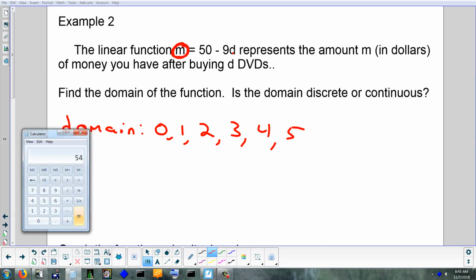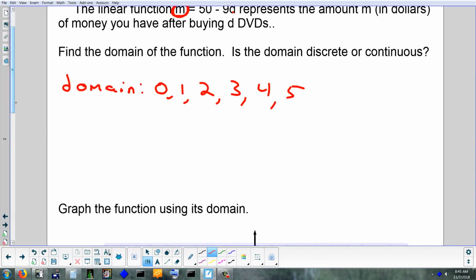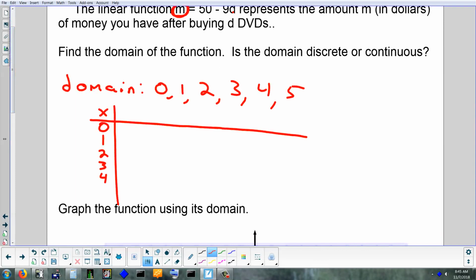That doesn't make sense. So guys, kind of like the one you did in the warm-up, right? You couldn't go over the number of nights you stayed. The price couldn't go over $900. Just like this, the price couldn't go over 50. That's how you figure out your domain. So our domain is 0 through 5. Our formula is 50 minus 9D.